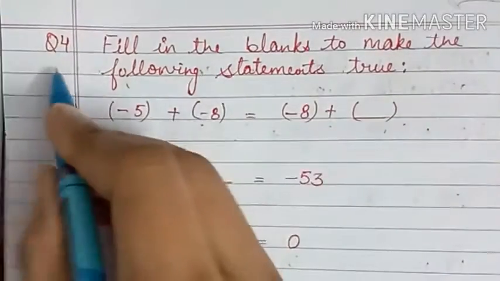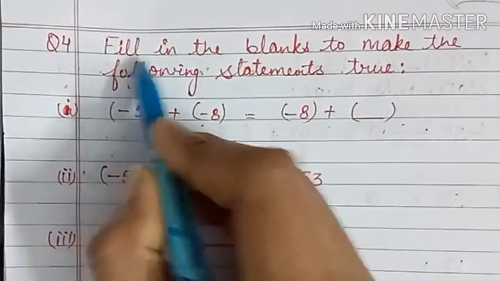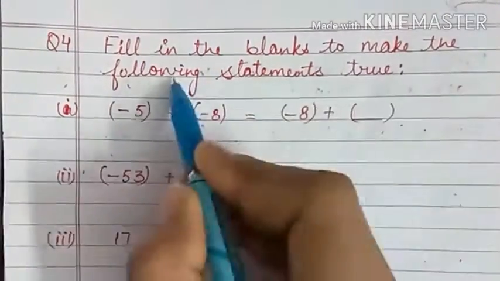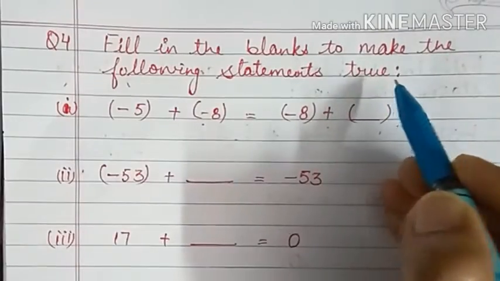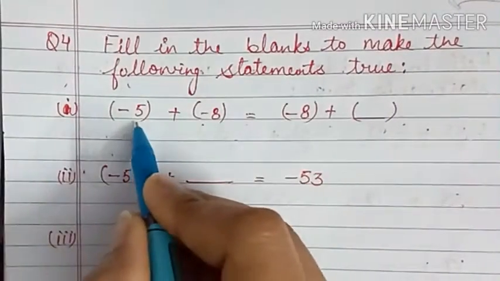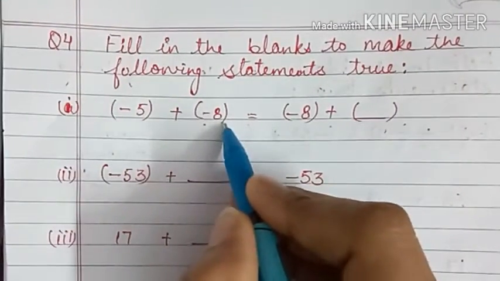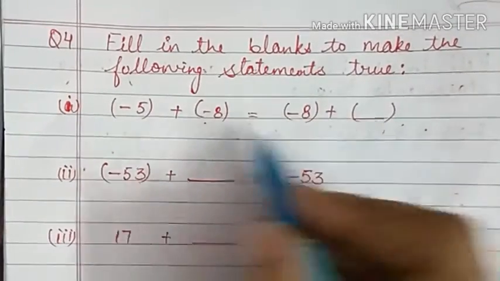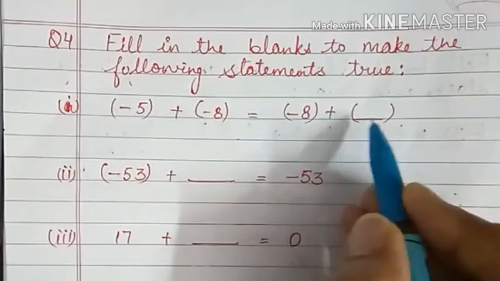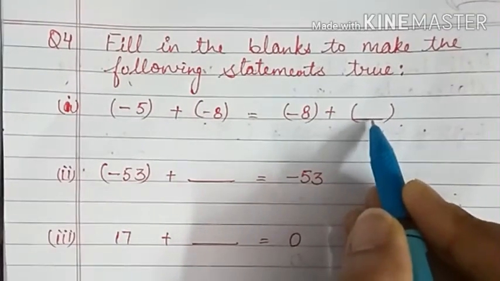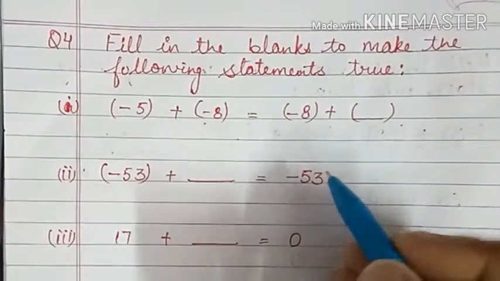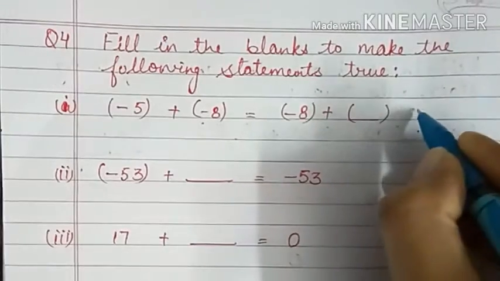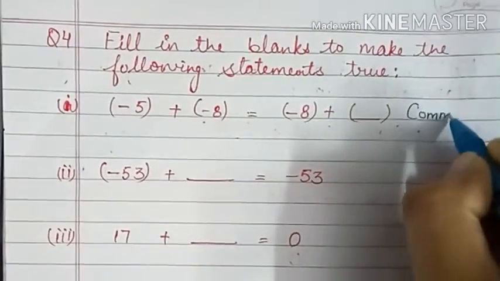Let's come to question number 4. Here it is given, fill in the blanks to make the following statements true. So the first part is given, -5 plus -8 equal to -8 plus dash. To make this statement true, we have to think which number can be written here. For that we will observe the commutative property.